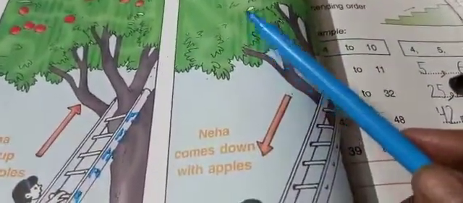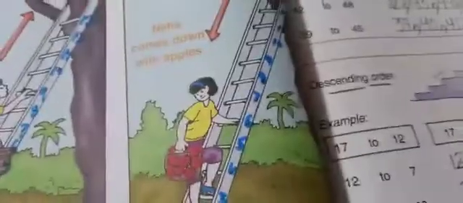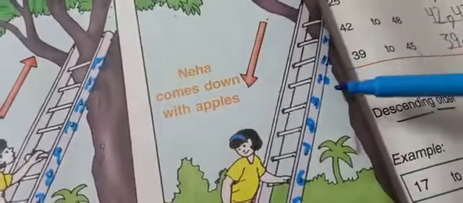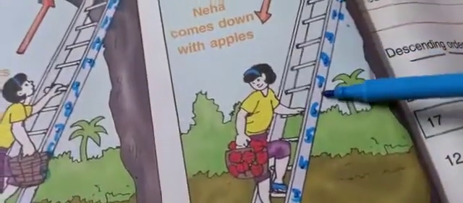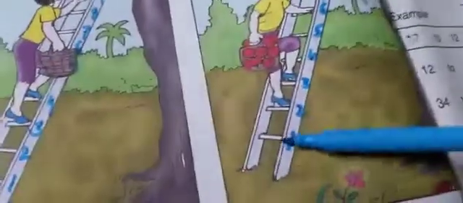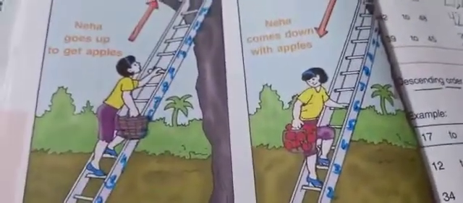Now Neha picks all the apples and comes down with the apples. Now to come down to the floor, how does she count? She starts counting. 13, 12, 11, 10, 9, 8, 7, 6, 5, 4, 3, 2, 1, and after this she comes on the ground.